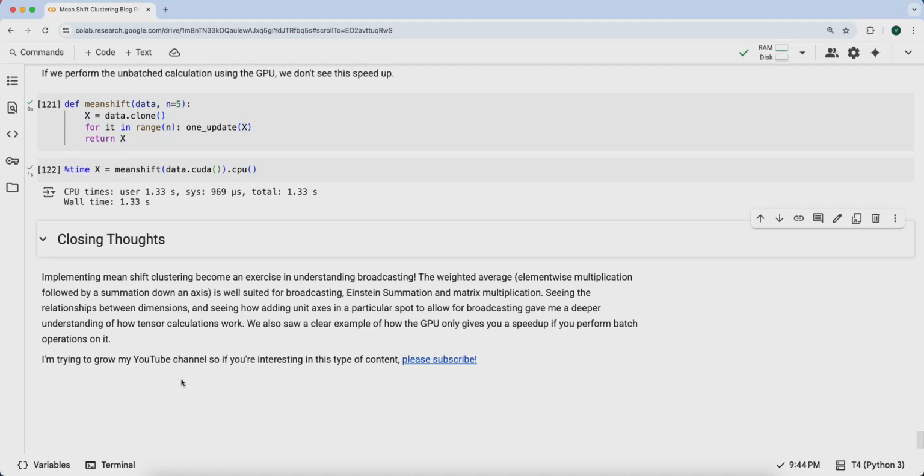Second takeaway is that we can use broadcasting with element-wise multiplication and a summation. We can use Einstein summation, and we can use matrix multiplication interchangeably, so whichever one works better for us. And seeing this relationship between the dimensions, seeing how where you add a unit axis allows you to broadcast in certain ways, and then finally seeing how a 3D tensor is better thought of as a grouped 2D tensor instead of a cube. Those were some of my main takeaways from this conceptually. And then in terms of execution, the GPU only gives you a speed up if you perform batch operations on it.